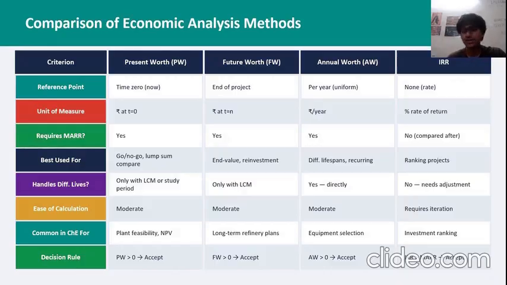The most important takeaway from this comparison is that all these methods are mathematically equivalent and will always lead to similar decisions. The difference lies only in how the results are represented. So as engineers, we choose the method based on the context of the problem, not because one method is better than the other, but just because of how we want to solve the problem.